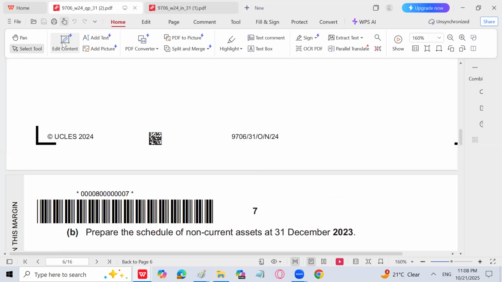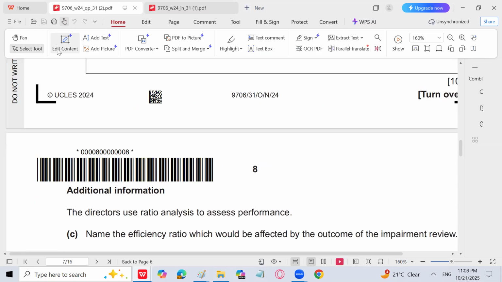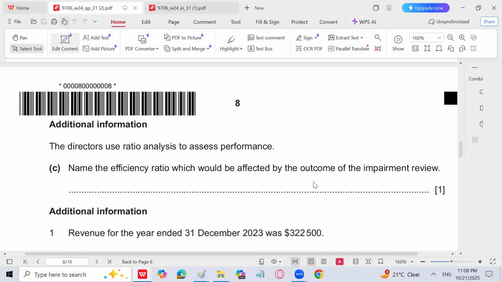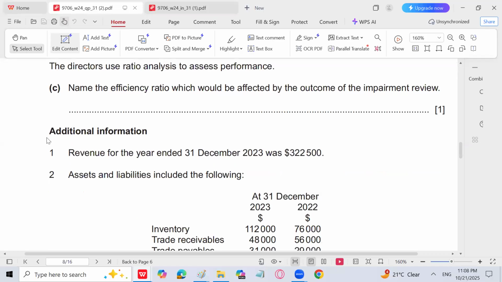I move forward to the next part. The director used ratio analysis to assess performance. Name the efficiency ratio which would be affected by the outcome of the impairment review. That is the non-current asset turnover ratio, sales over non-current assets, because non-current assets have gone down. So the efficiency ratio, non-current asset turnover ratio, is going to be affected.